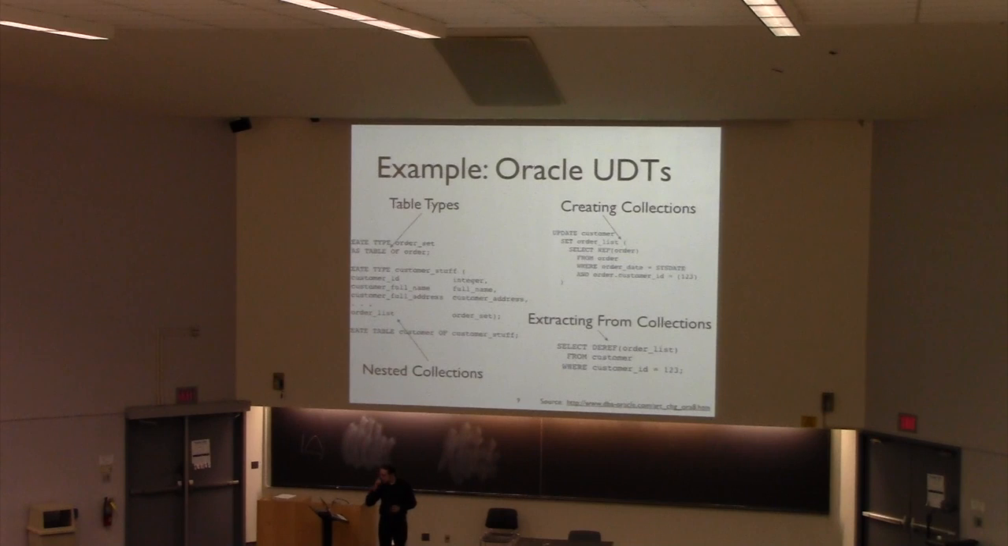Okay, so the last one I wanted to bring up was user-defined types in Oracle. There's an equivalent in SQL Server and probably DB2 as well. The basic idea is that you can have types that are effectively tables. What's happening here is that I'm defining a set of orders as a table of a particular order type. And I have another table called customer, which has as one of its attributes an instance of this order set type. So essentially, every single customer has one or more order elements in it, and each order element is a full relation.